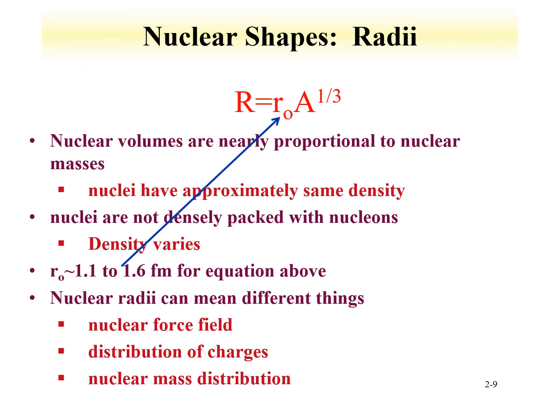So this variation in nuclear radii can mean a few different things, has different implications. That there's a nuclear force field, that there's distribution in charges, and that there's nuclear mass distributions. So in other words, we're trying to get some of the information that we've talked about in terms of density, in terms of masses, and use that to get an idea of the shape of the nucleus. So right now we're just looking at something very simple, the radii, and we see that there's variations. We know that it will increase the more nucleons that are added, but how it increases varies somewhat.